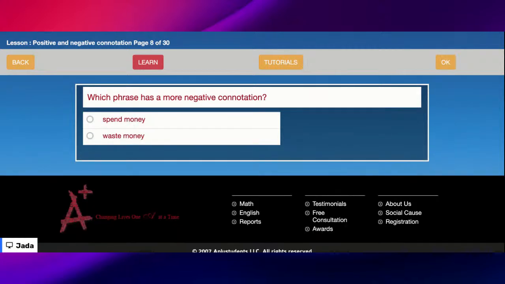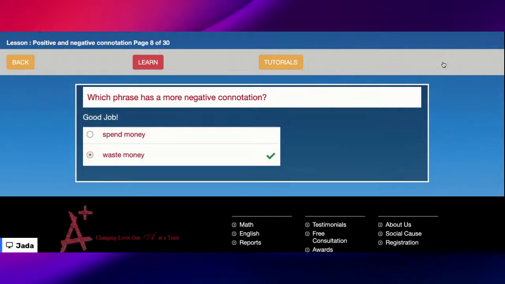More negative, spend money or waste money. Which one? Which do you think is more negative? Waste money is more negative. Okay, guys.